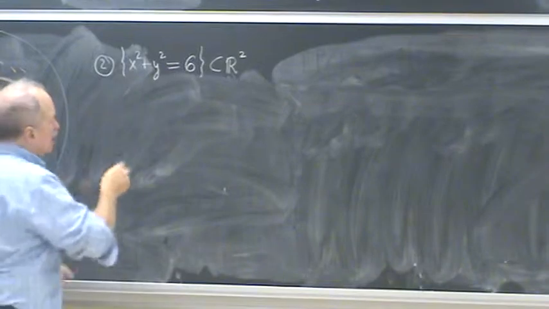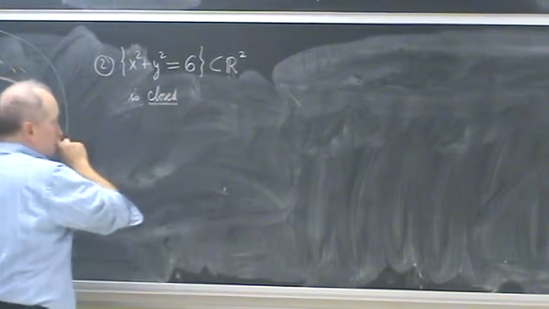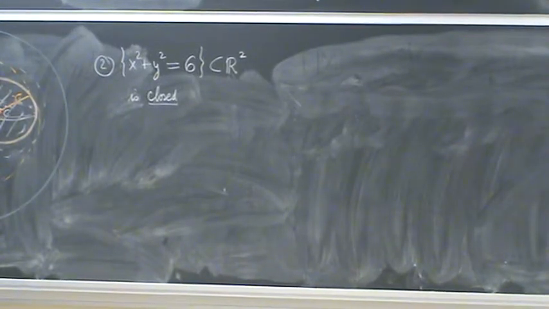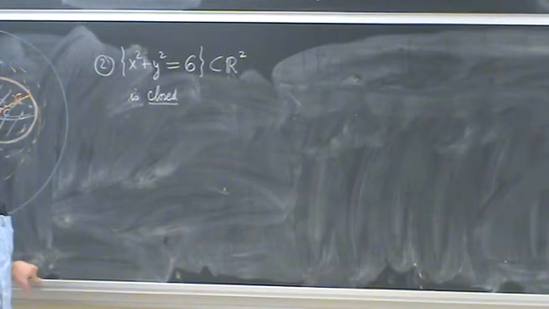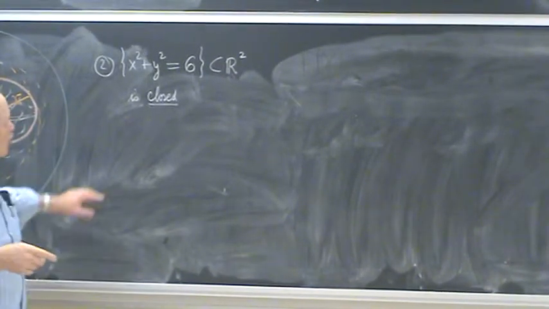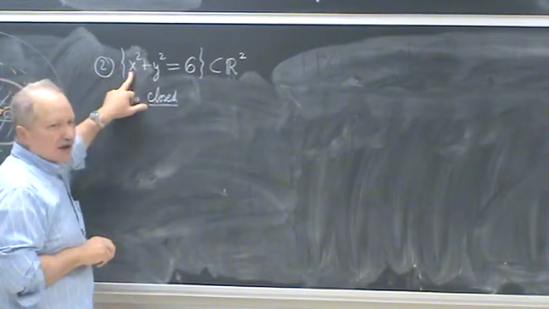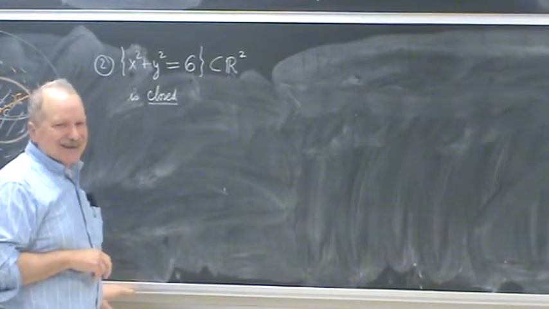If you look at this equation, it is closed. Why is it closed? How do we know the actual sphere, or circle in this case, is closed? Because what did we prove in general? Because it's a frontier set of an open ball. Better way: the set of frontier points is closed, because we proved that.